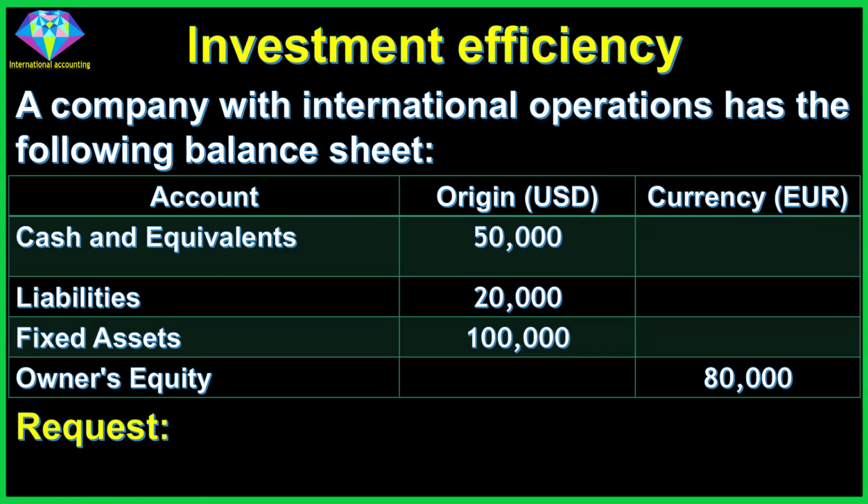Number 4. A company with international operations has the following balance sheet. Columns: account, origin USD, currency EUR. Cash and equivalents, 50,000. Liabilities, 20,000. Fixed assets, 100,000. Owner's equity, 80,000. Request.